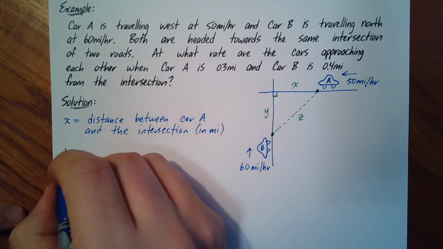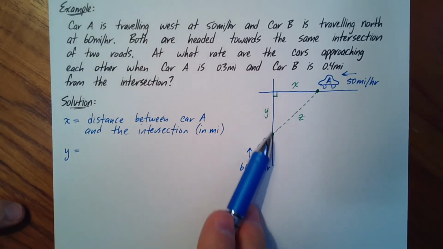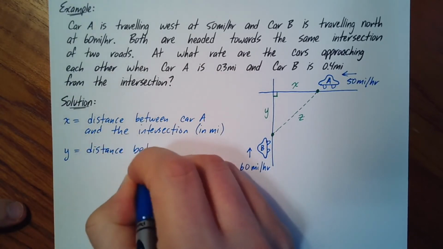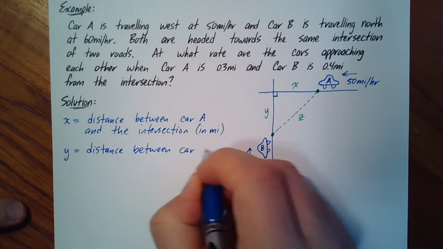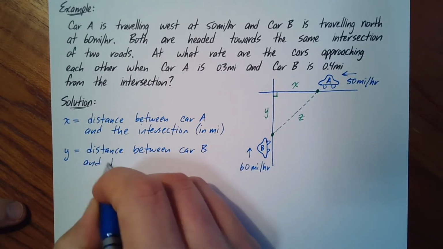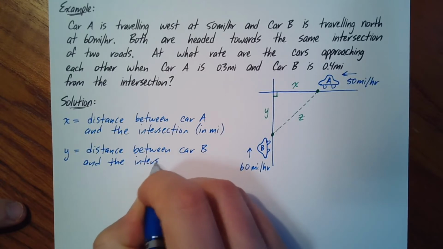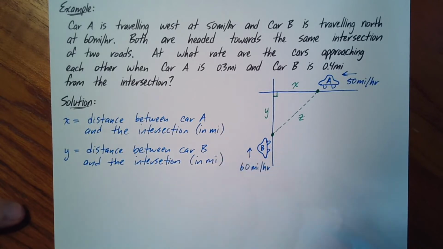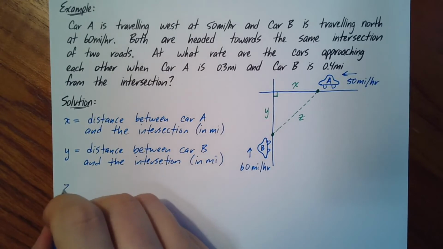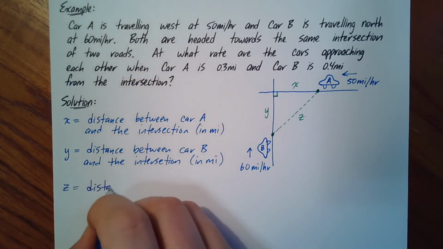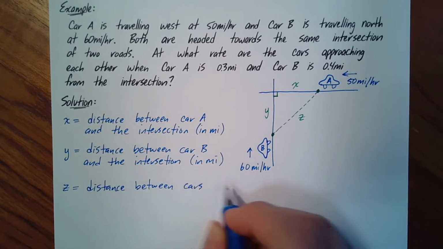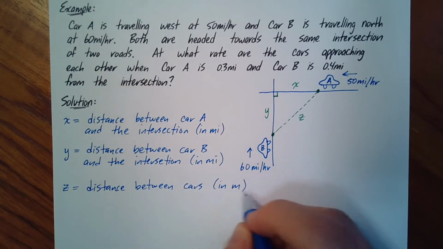And then y, as we just said, y is going to be the distance between car B and the intersection. And again, we'll stay in the unit of miles. That makes the most sense here. And then lastly, z is the distance between the cars. And that's also going to be in miles.